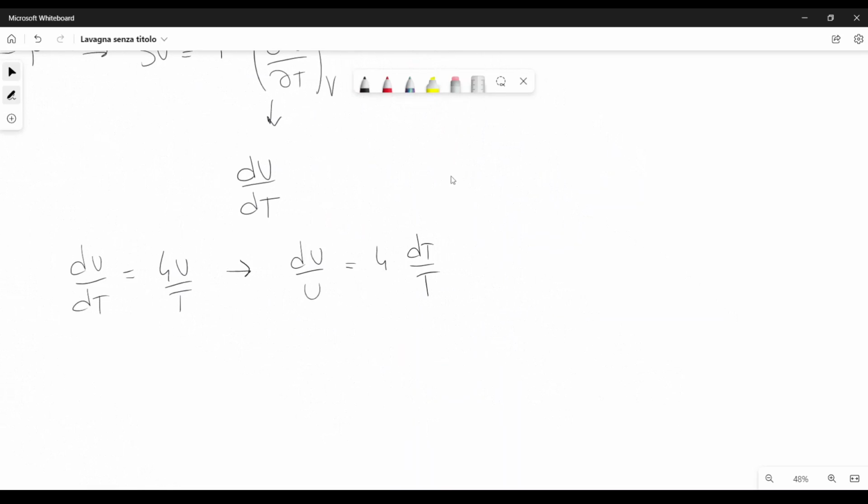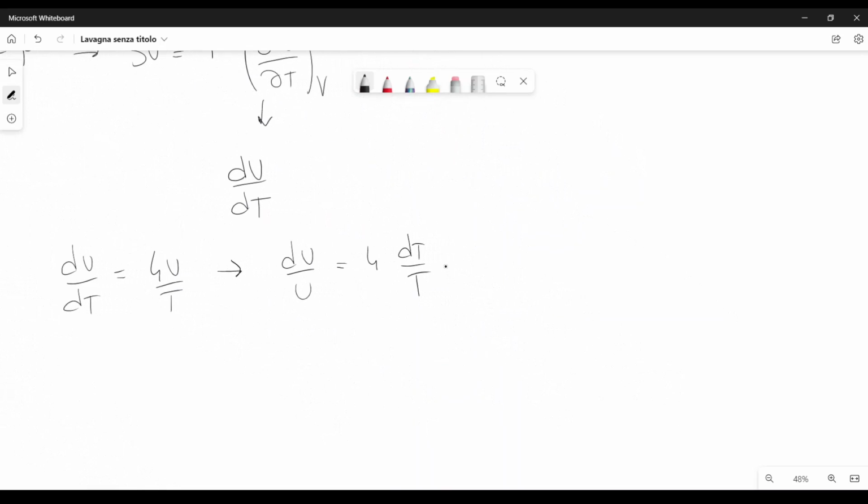from which we can easily find that this is ln U, natural logarithm of U, equal to 4 times natural log of T plus some constant here, that I will not label. And if you exponentiate both sides, you get that U is equal to a constant times T to the fourth power, T to the fourth, like this.